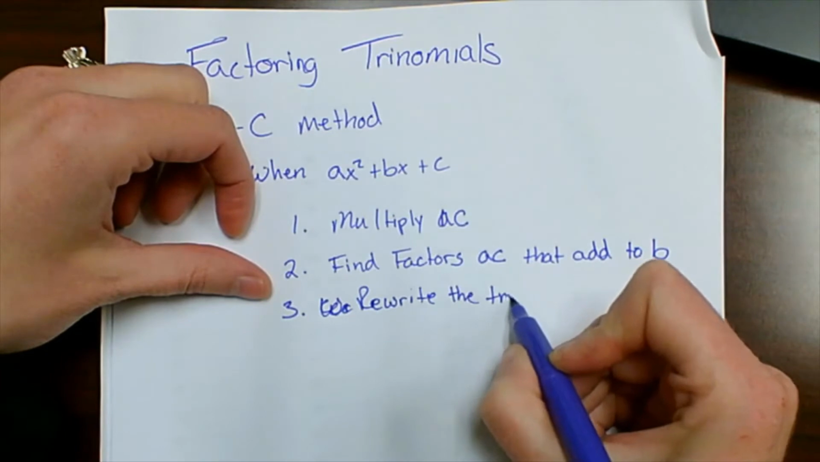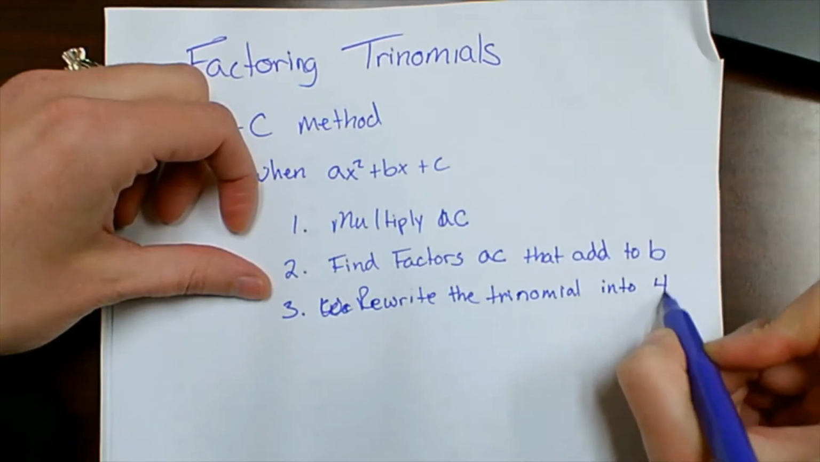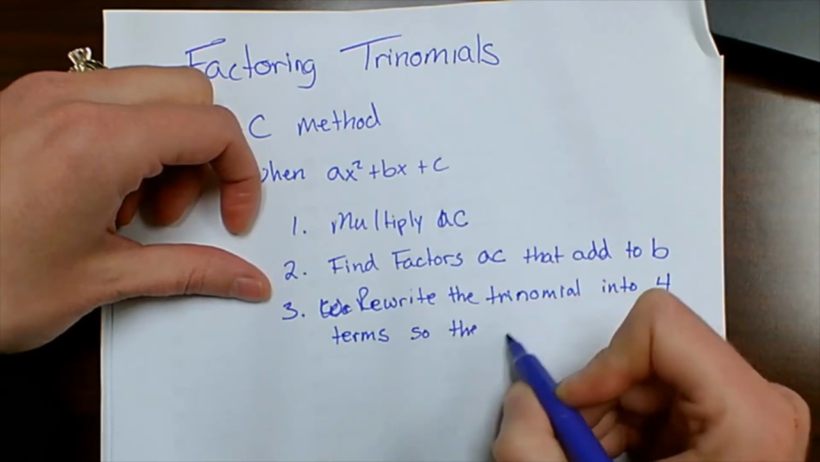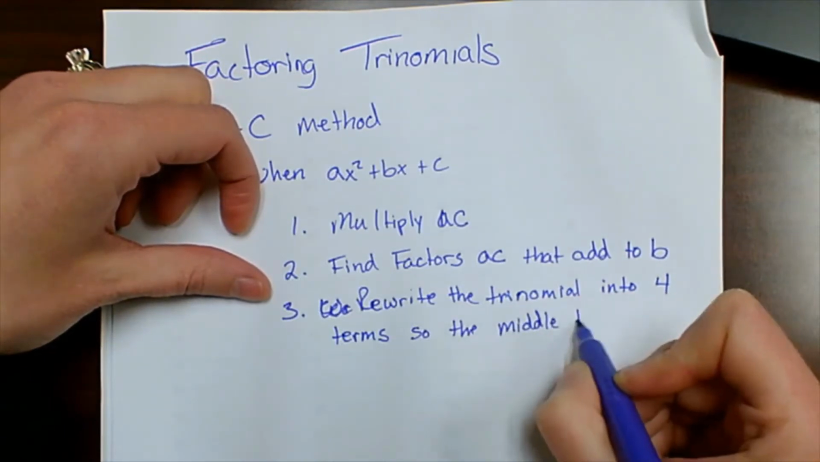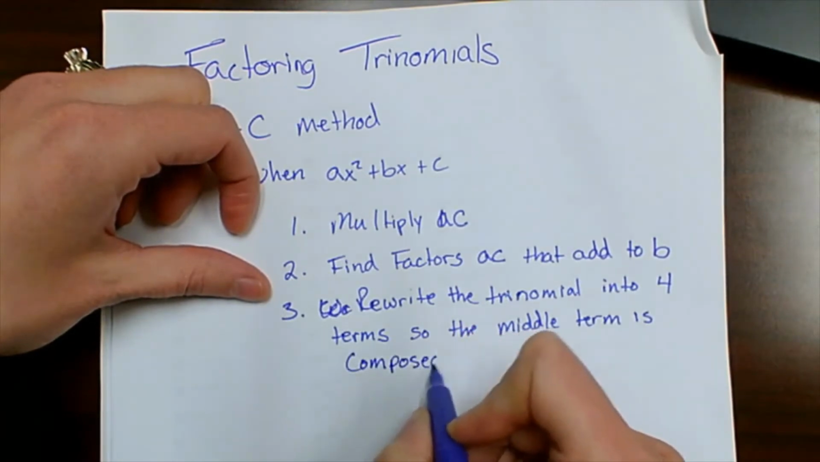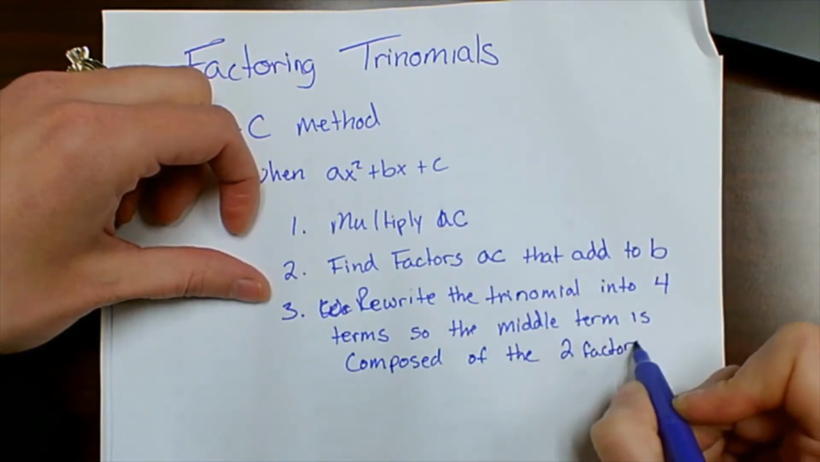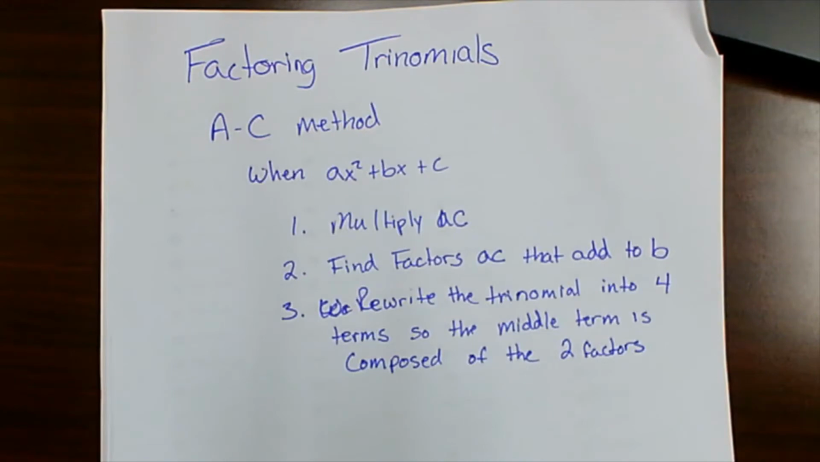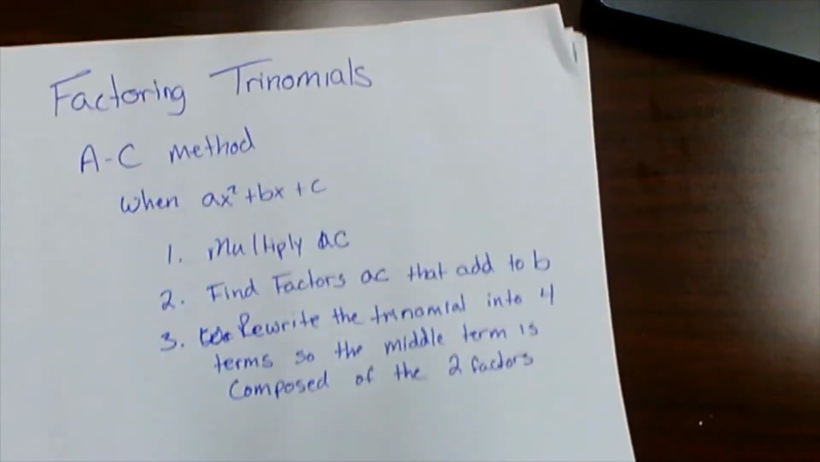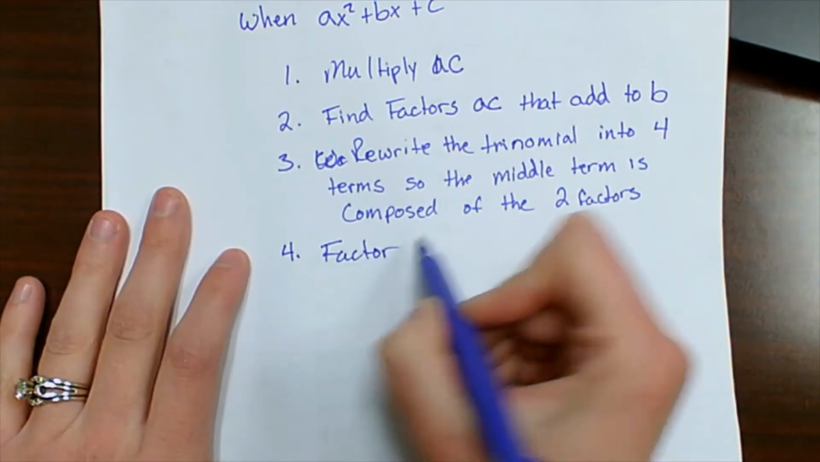the trinomial into 4 terms. So the middle term is composed of the 2 factors. So now we have a trinomial that actually is written in 4 terms. With 4 terms, we will factor by grouping.